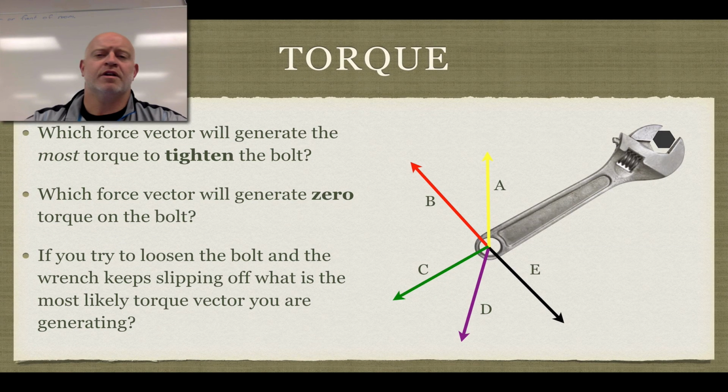All right, let's take a look at this kind of conceptual problem here. Which of these force vectors will generate the most torque to tighten the bolt? I'm requiring you to have a little bit of knowledge on how you tighten bolts versus loosen bolts. If you don't know that, look it up. Talk to somebody around you. What force vector will generate zero torque on the bolt? And if you try to loosen the bolt and the wrench keeps slipping off, what's the most likely torque vector you are generating? So answer these three questions. We'll pause the video and then we'll come back and talk about the right answers.